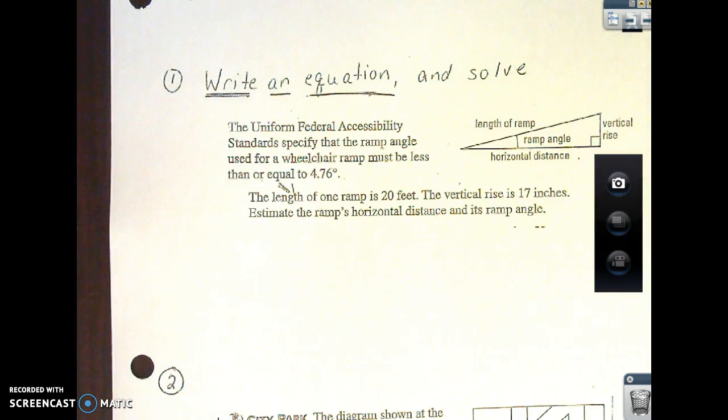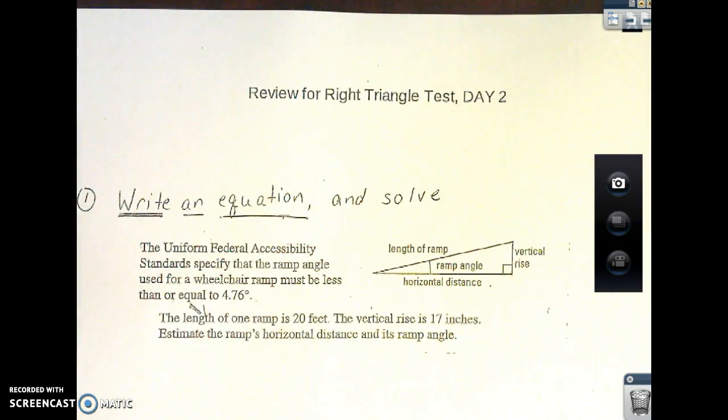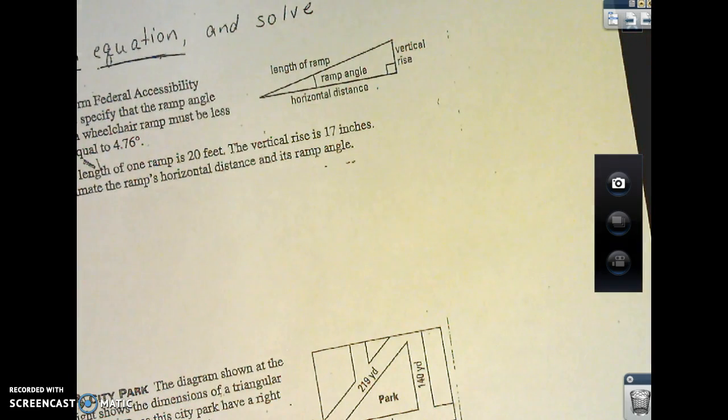We are going to take a look today at our Review for Right Triangles test day 2. Okay, so I'm going to be going through 4 problems with you and taking a look at them.